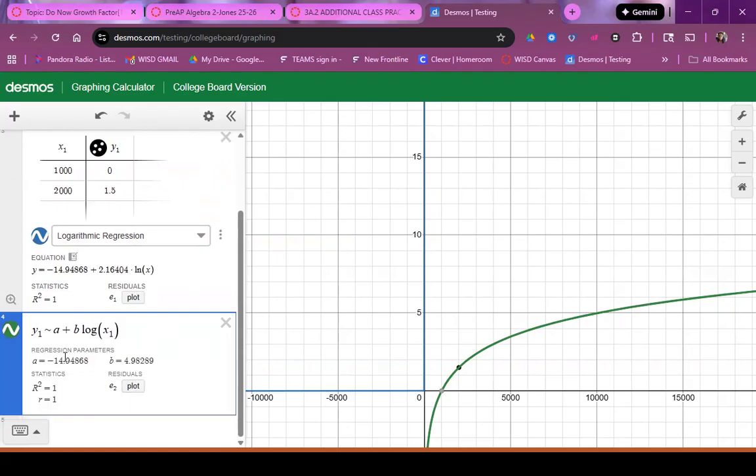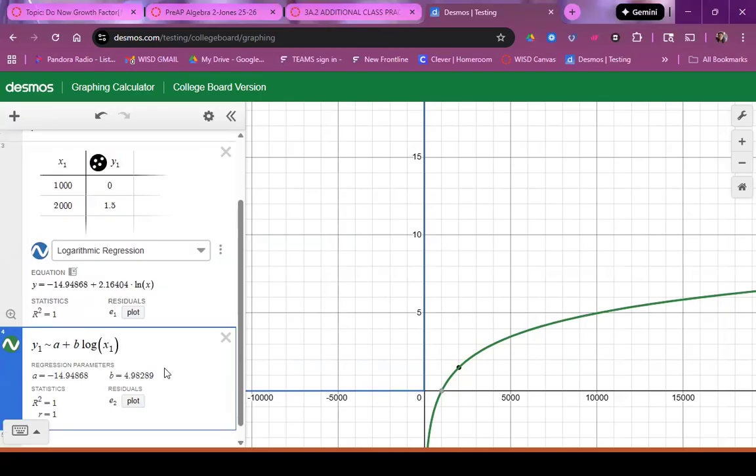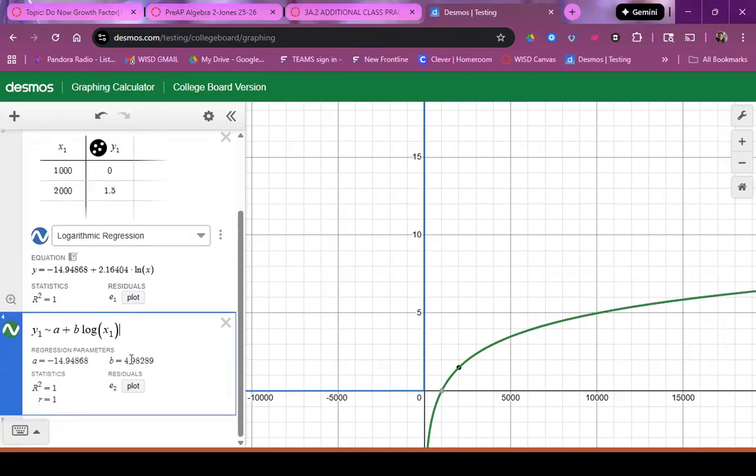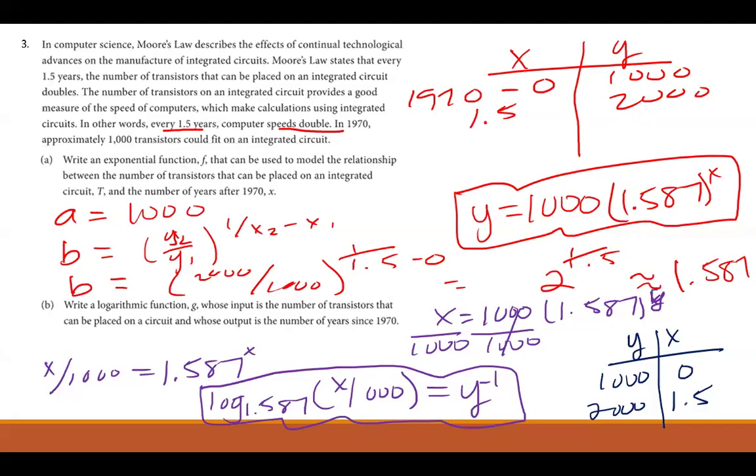When you notice, there's going to be some subtle differences. Did the A change? No, but what changed? The B. So for Desmos, you have to switch the table and you can run the regression, but the regression is going to automatically give you natural log. If your options are not natural log, then you're going to have to use y1 tilde A plus B log of x1. And that's going to force Desmos to give you the log model of it.